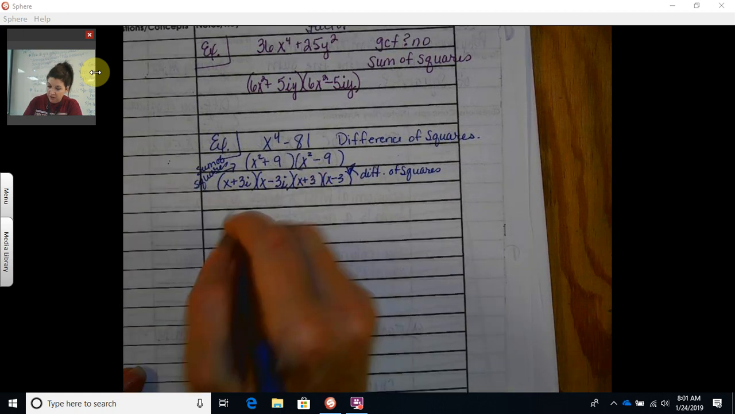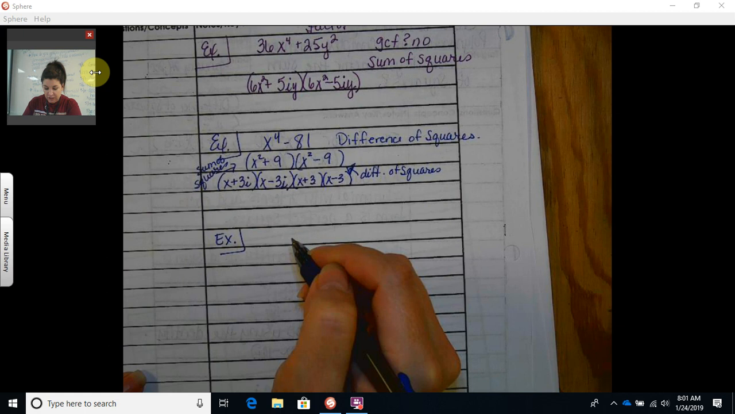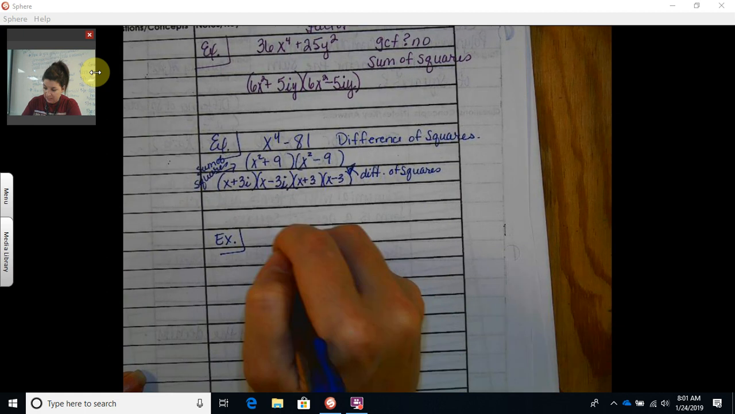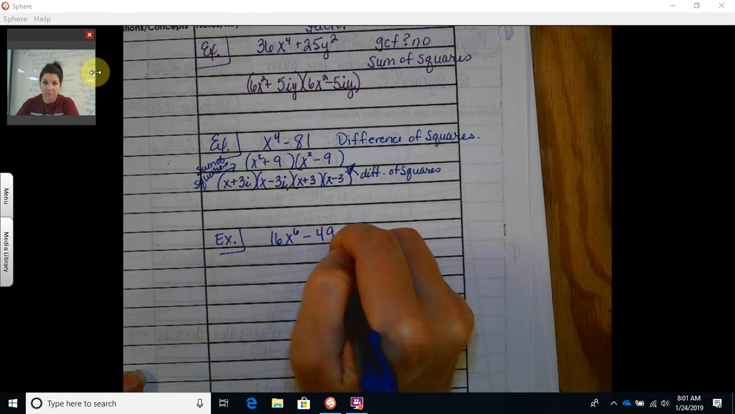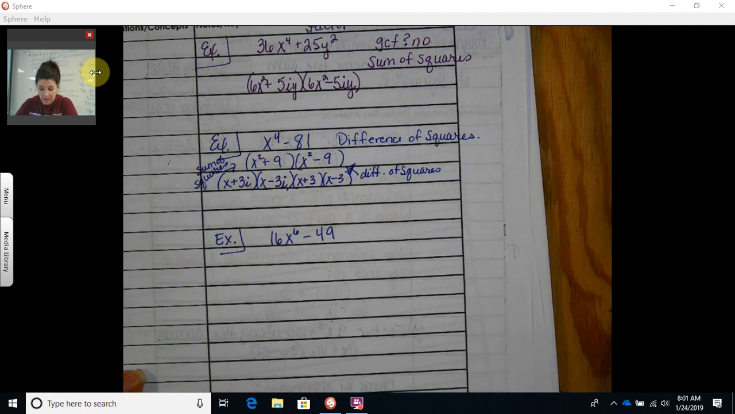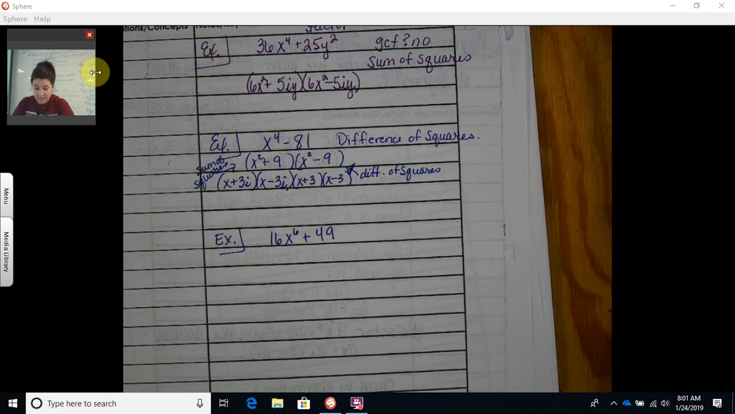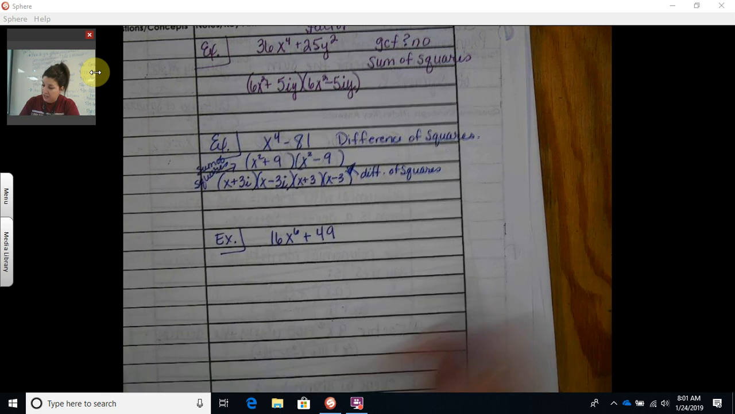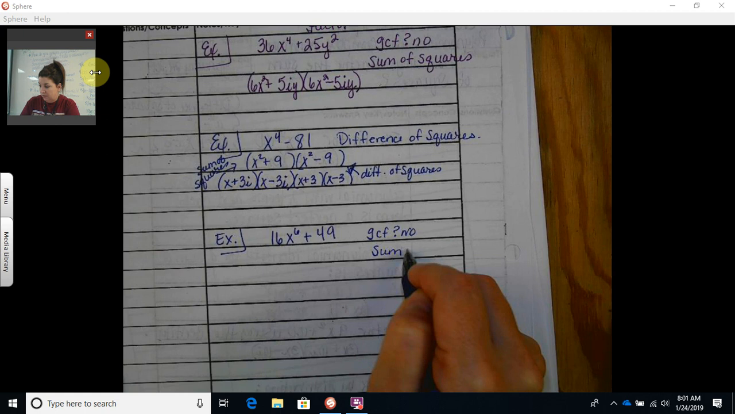One more, and then we're going to move on to the honors topic 2. Let's factor 16x to the 6th minus 49. I meant to say plus 49. What is that? Sum of squares. Do I have a greatest common factor? No. And yes, it is a sum of squares.